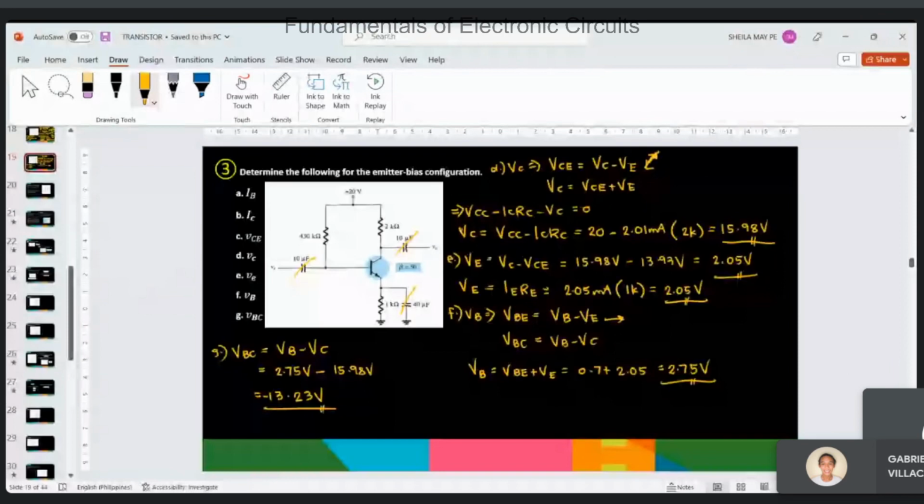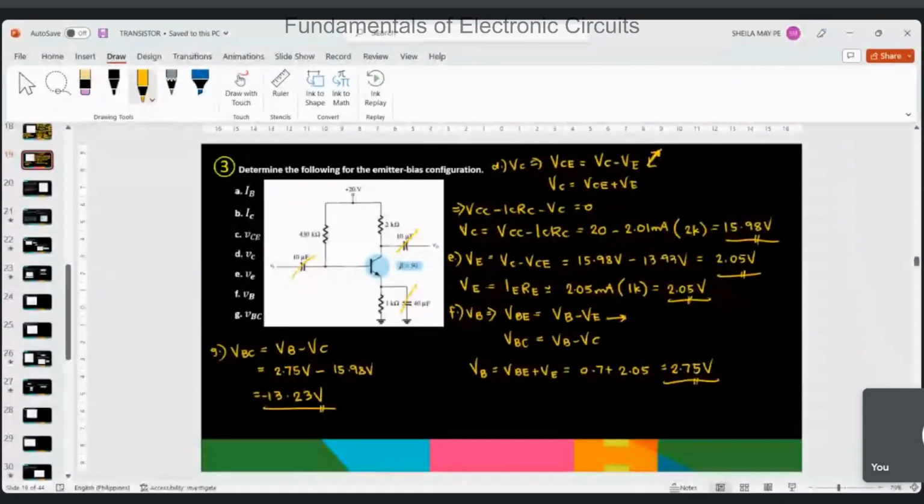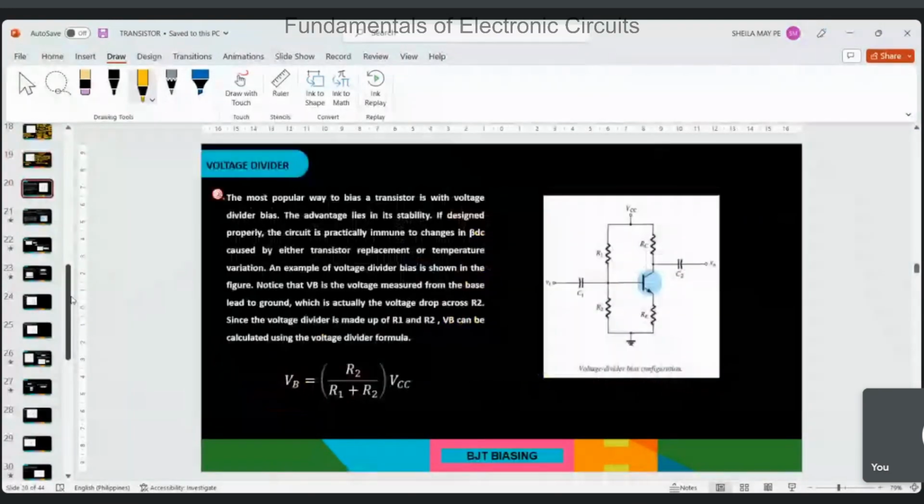Okay, so for the continuation of our discussion, we will be discussing the voltage divider, another type of BJT DC biasing configuration. The voltage divider is the most popular way to bias a transistor. The advantage lies in its stability.